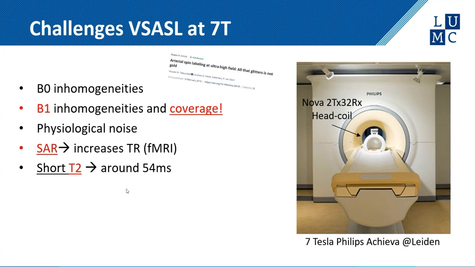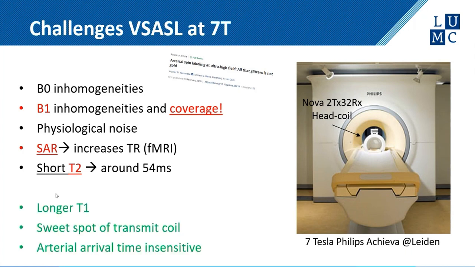And the short T2 of blood at 7 Tesla. It will become difficult for velocity selective ASL to apply longer modules, because you will lose label with T2 decay. But luckily, T1 is a little bit longer at 7 Tesla, so we lose less label because of T1 recovery. And for velocity selective ASL, we can actually create label in the sweet spot of this transmit coil, because we label within our region of interest compared to the other ASL techniques. And we are arterial arrival time insensitive, because we label inside our volume.